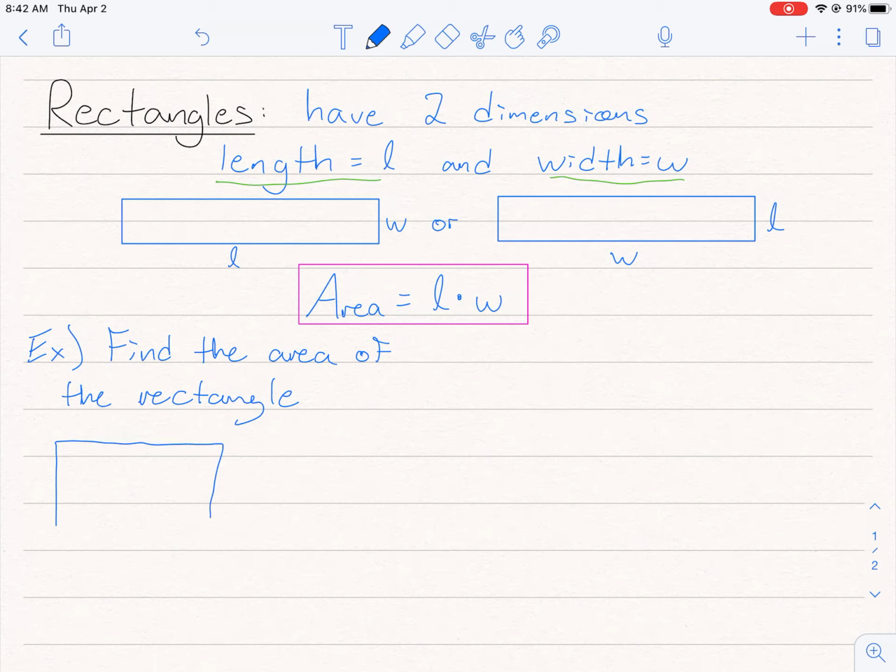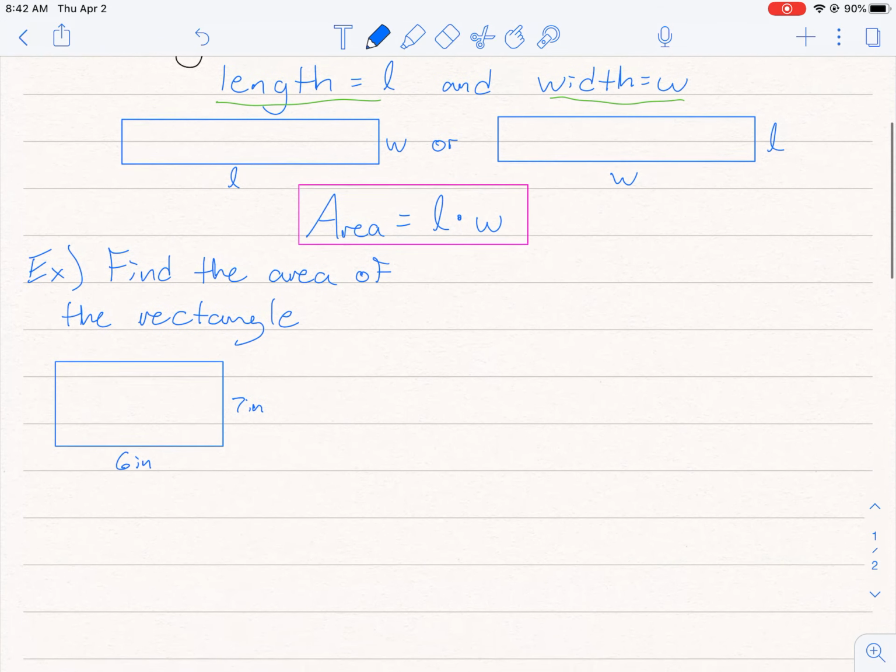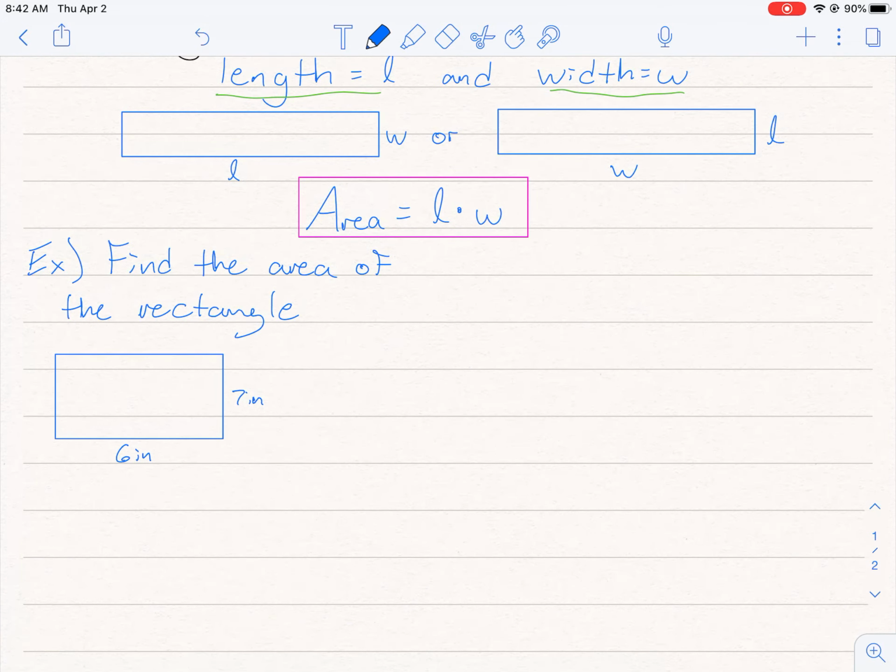So here's my rectangle. I'll draw it out kind of crudely here. So I like Notability. Makes it all nice for me. So this side is 6 inches. This one's 7 inches. Not really drawn to scale. But to find area, we're simply going to take the length and multiply it by the width. Now, length and width are kind of interchangeable at this point. Like we could call this side L or this side W or vice versa. It doesn't really matter as long as you're using the correct formula.